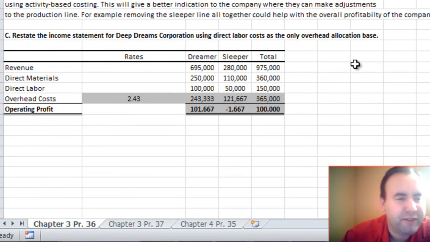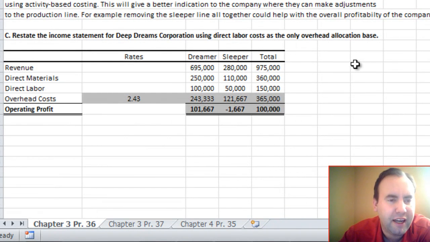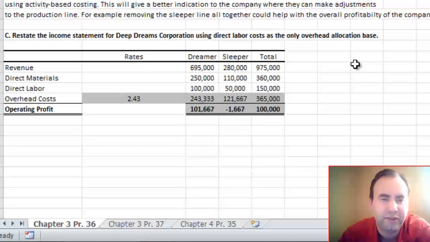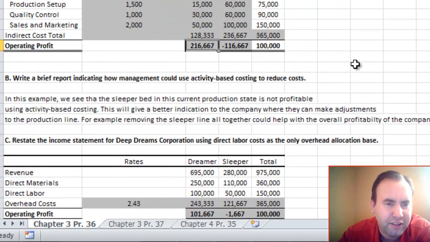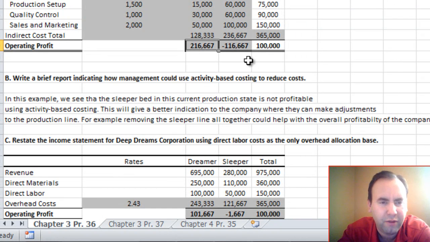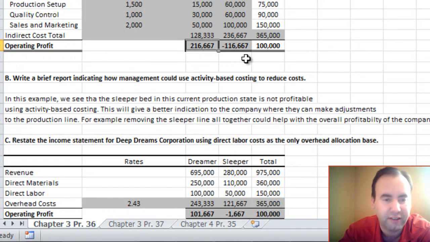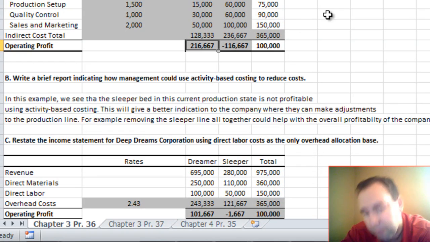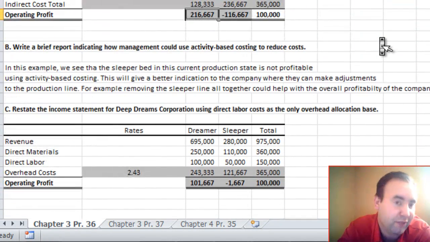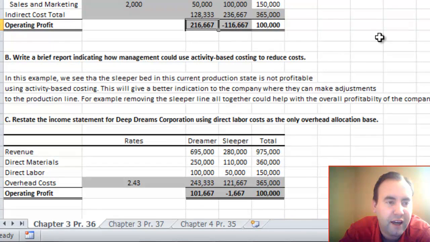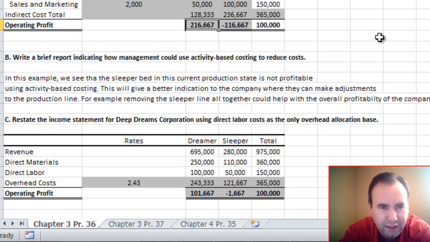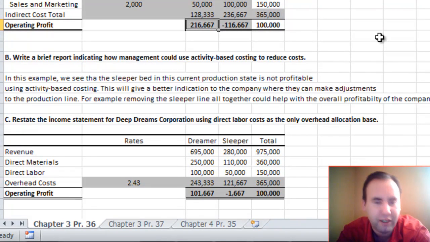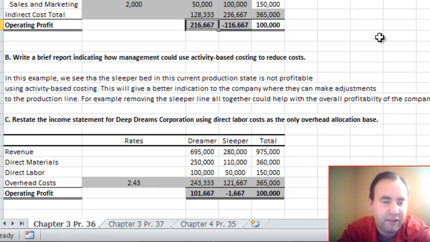Next up, we see write a brief description of the report indicating how management could use activity-based costing to reduce costs. In this example, as you can see here, when we divide the Dreamer and the Sleeper based on the activity, we see that the Sleeper is actually losing money, at a loss of $116,667, whereas the Dreamer is making 216. My thought with that is, just get rid of the Sleeper. This is a great way to itemize each one of those individual costs and figure out, hey, do we reduce production on this? Do we cut it altogether? So that's something to think about.